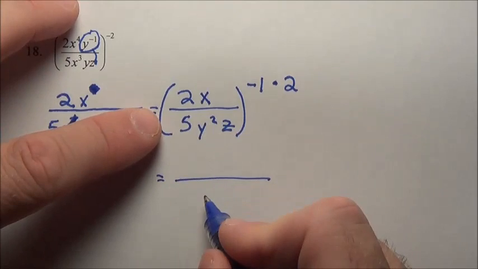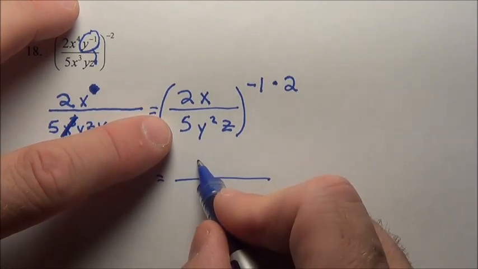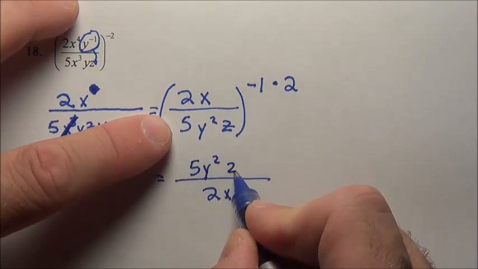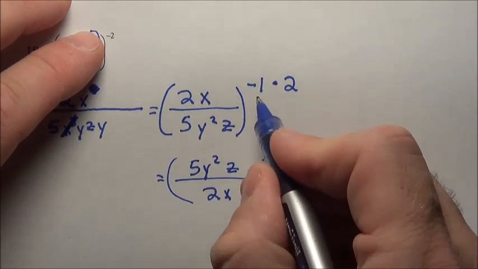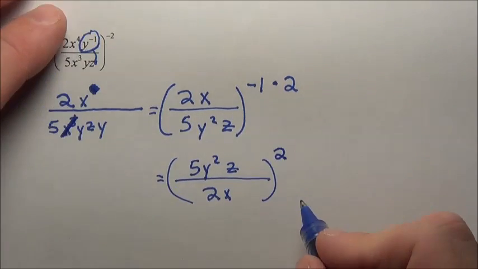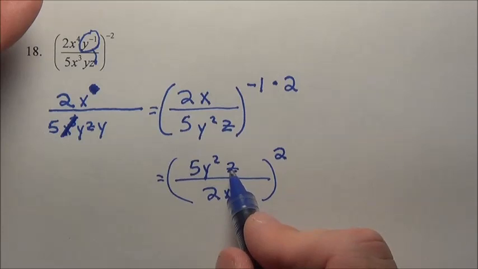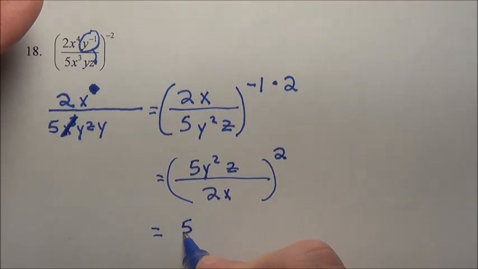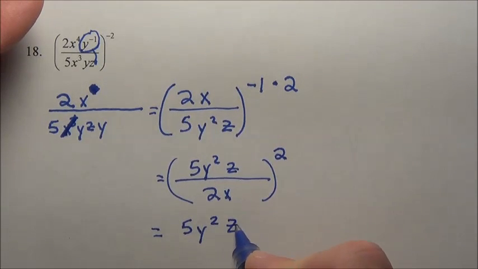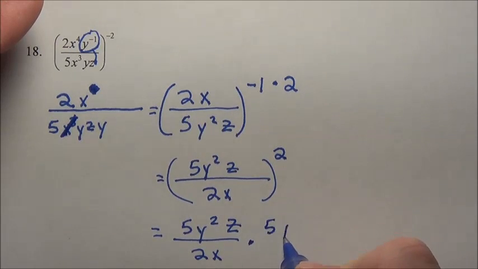So the 2x is going to go to the bottom and the 5y squared z goes up top. So I've now taken care of that. Now I just have to square it. That simply means take this and multiply it by itself. So I have 5y squared z over 2x times another 5y squared z over 2x.